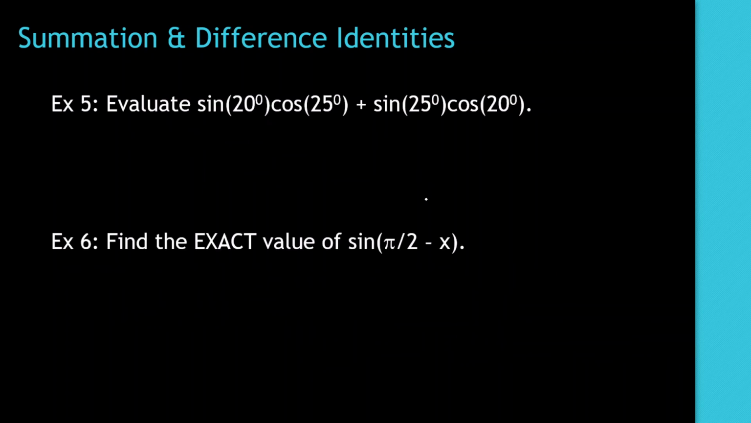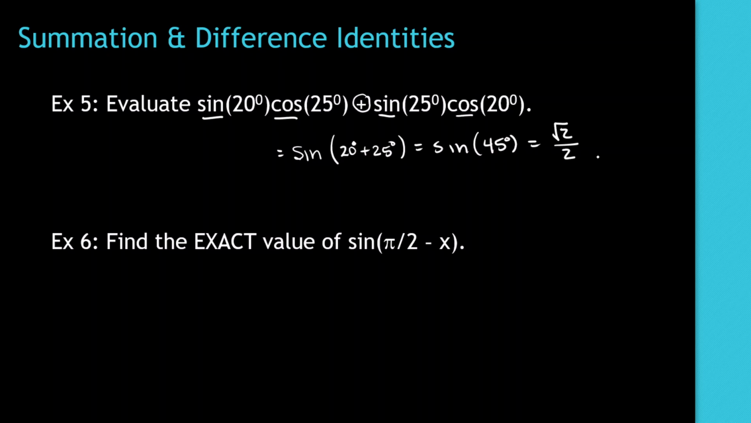Now we're going to go the other direction. So this is a sine times a cosine, and a sine times a cosine of these two angles, 20 and 25. So this would look like our sine identity, and because it's a plus, it would be 20 plus 25 degrees. So that's going to be the sine of 45 degrees, which is the square root of 2 over 2. So I didn't have to know 20 and 25's values. I just had to be able to add them together.